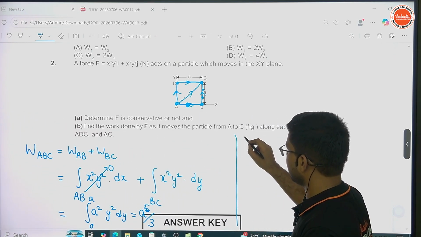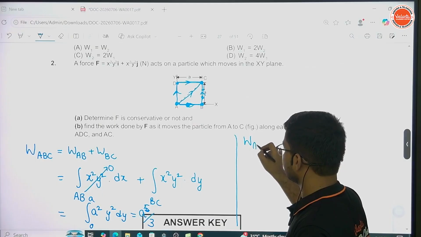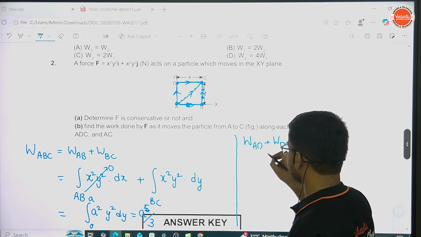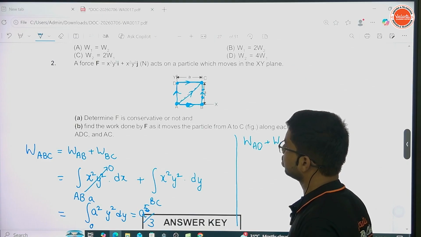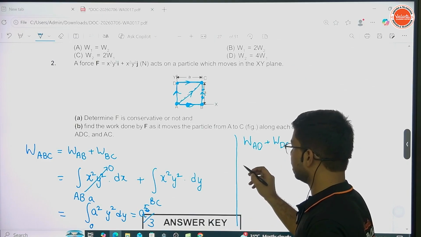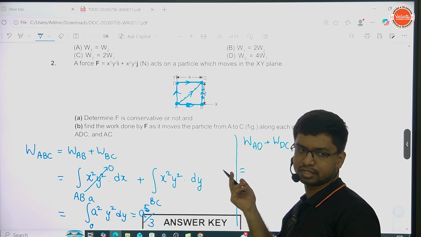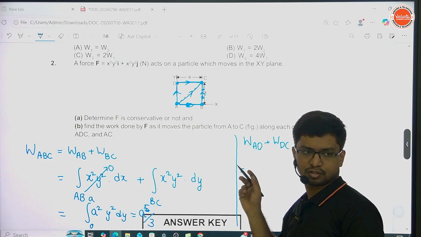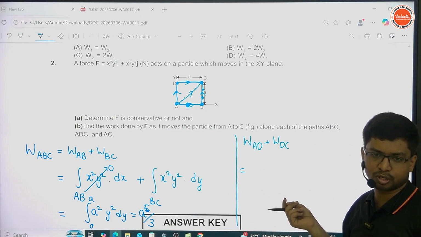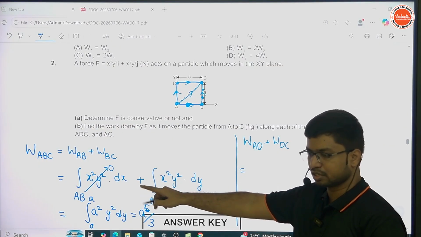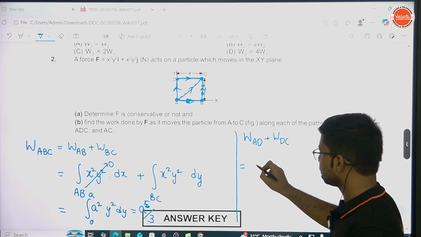That is your work done in the ABC path. So AD plus work done in DC. Now I think a similar situation is going to come over here. What will be the work done in the AD path? 0. Why is it 0? Because the x coordinate is 0. Just like we did over here, right? Done.